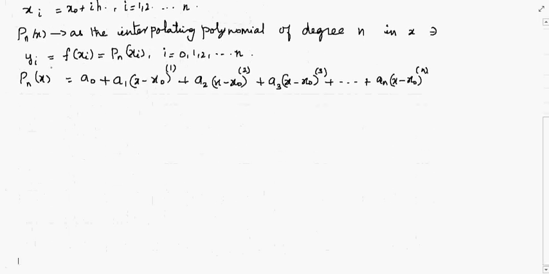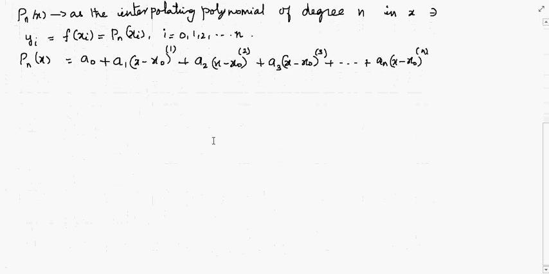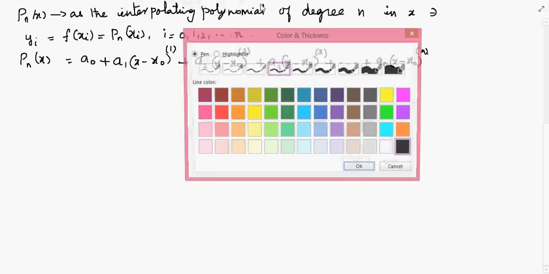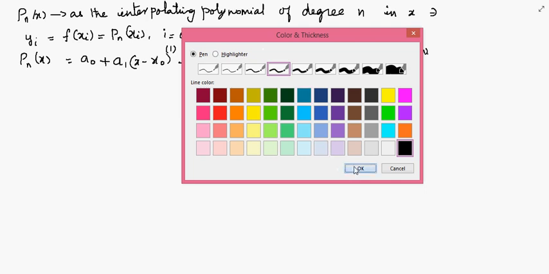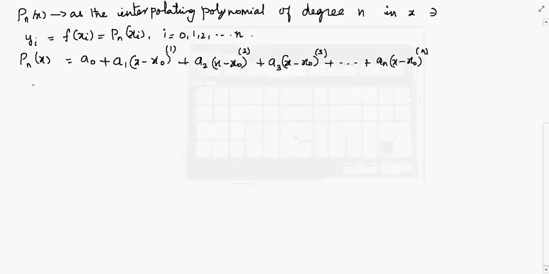Now we are going to find out a0, a1, a2, etc. an, and if you substitute in this Pn of x, we will get the interpolating polynomial. Our aim is to find out the constants a0, a1, etc. an. For that, I am going to use the property of Pn of x.